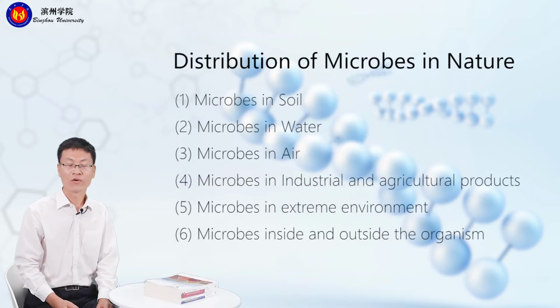Next, we will talk about, firstly, microbes in soil, secondly, microbes in water, thirdly, microbes in air, and fourthly, microbes in industrial and agricultural products, and fifthly, microbes in extreme environment, and sixthly, microbes inside and outside the organism, respectively.